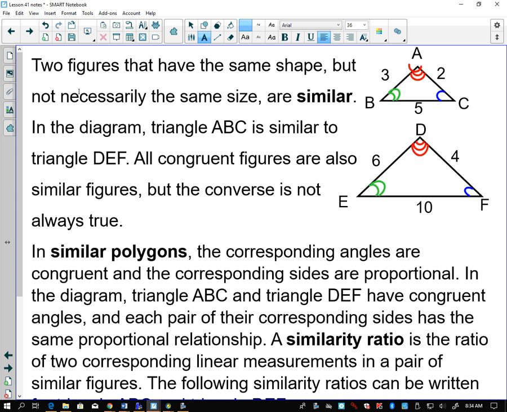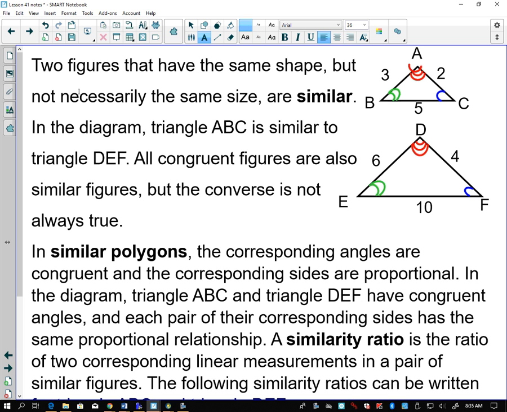What I've tried to draw up here, which is really difficult, is that angle A is equal to angle D, angle B is equal to angle E, C is equal to F, but they're not congruent figures because their sides aren't congruent. 3 is to 6, or AB is to DE, AC is to DF, and BC is to EF, and notice that the proportion stays the same: 3 to 6, 2 to 4, 5 to 10. What is the simplified ratio?